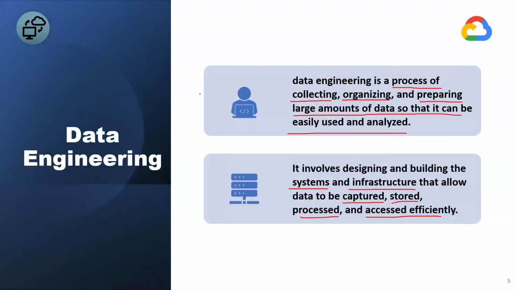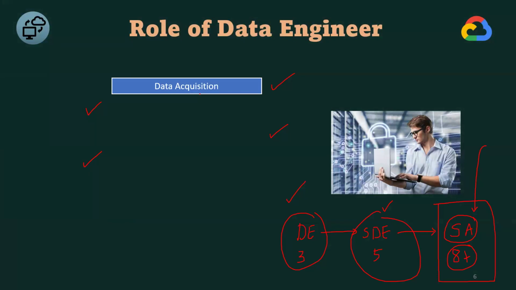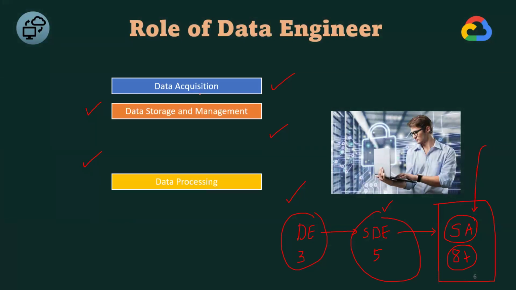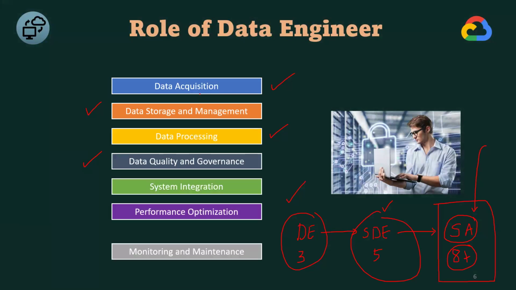So data engineering is not only creating the pipelines, we need to think about maintaining the pipelines, and we need to think about infrastructure for those pipelines also. So we need to think about designing and building the systems and infrastructure so that the data can be captured, stored, processed, and accessed efficiently. And as a data engineer, we will be working on data acquisition, data storage, data processing, data quality, data integration, performance optimization, monitoring, and maintenance. Okay, so this is what data engineering is, sir.